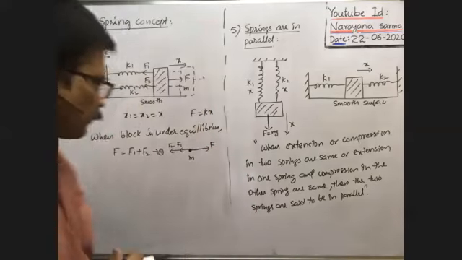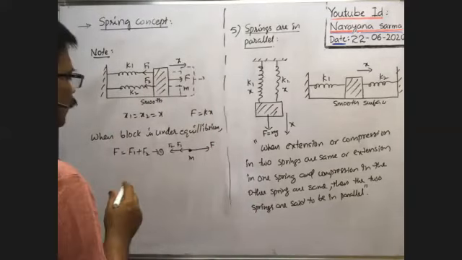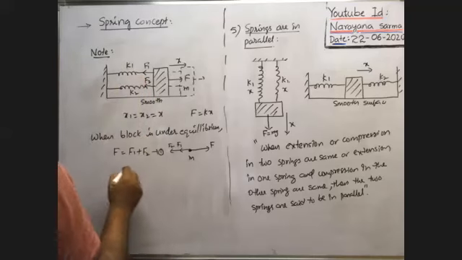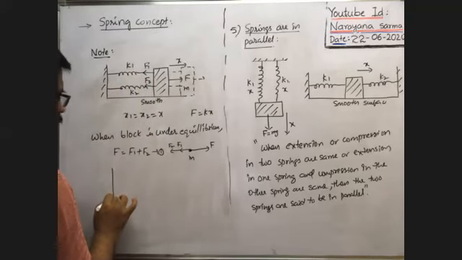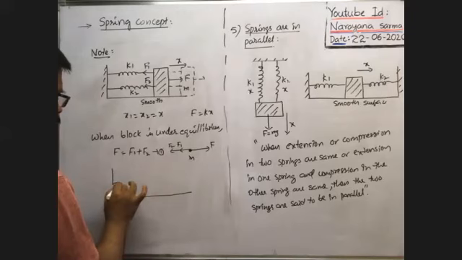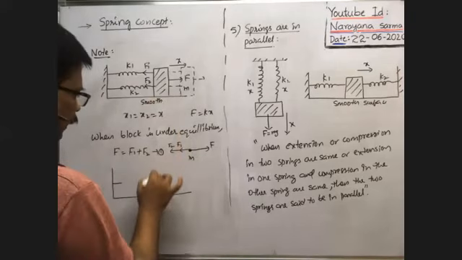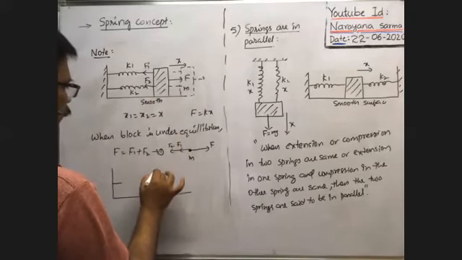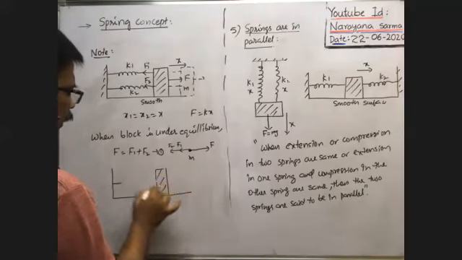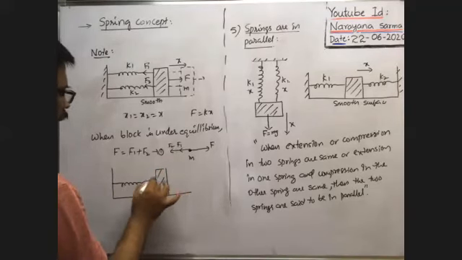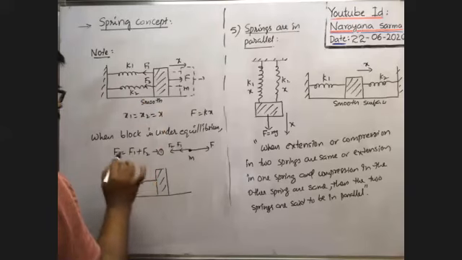Okay, in this case, suppose instead of two springs, a single spring is connected. Instead, you see, exactly the block is kept at the same place. The block is kept at the same place, and instead of two springs, only one spring is connected.